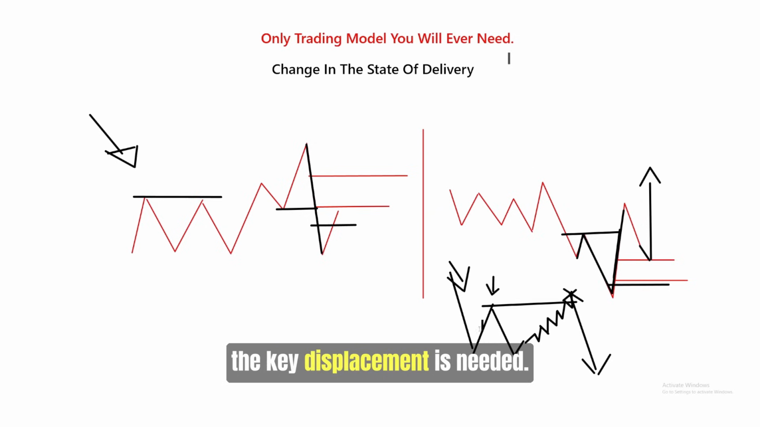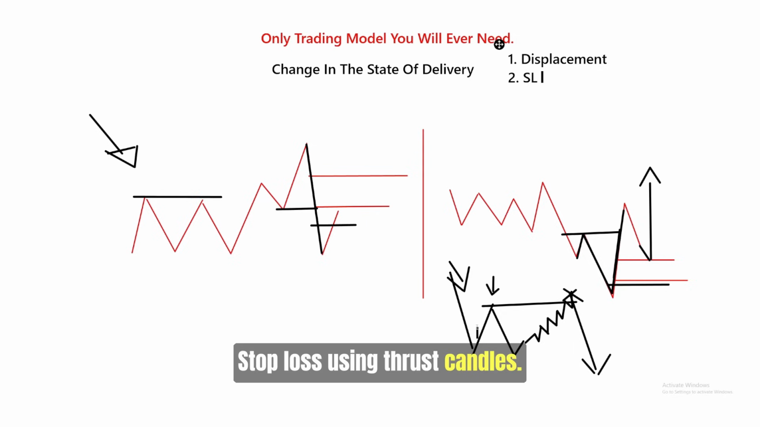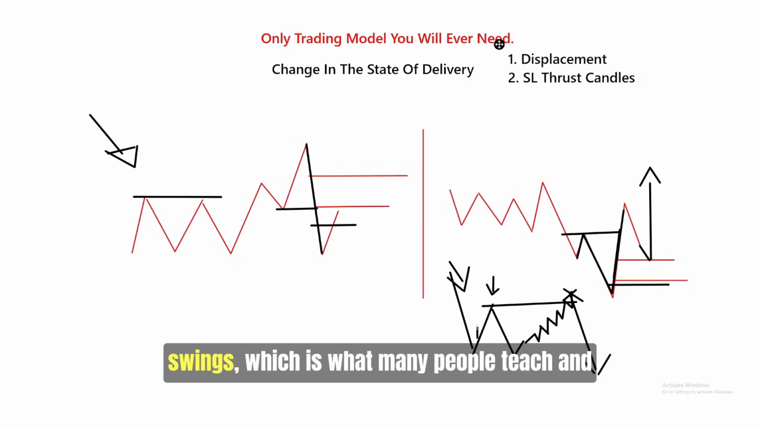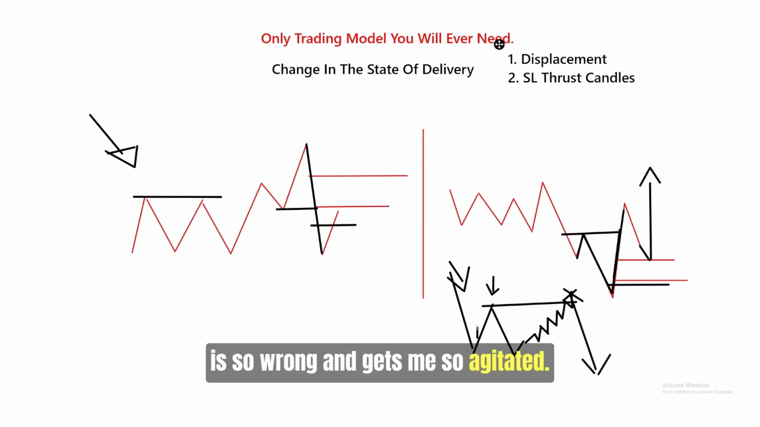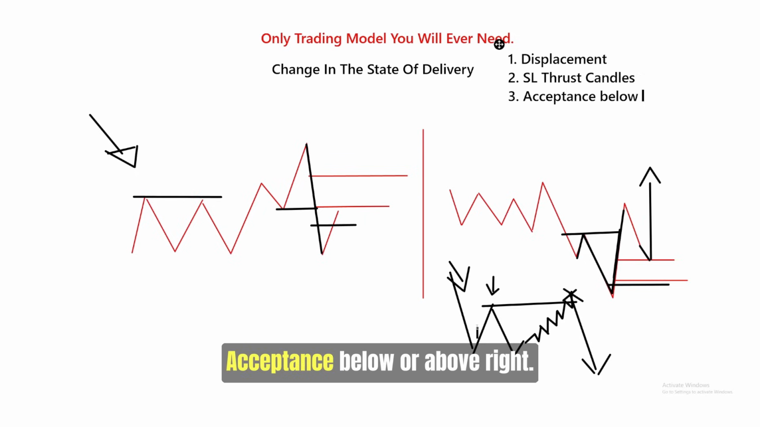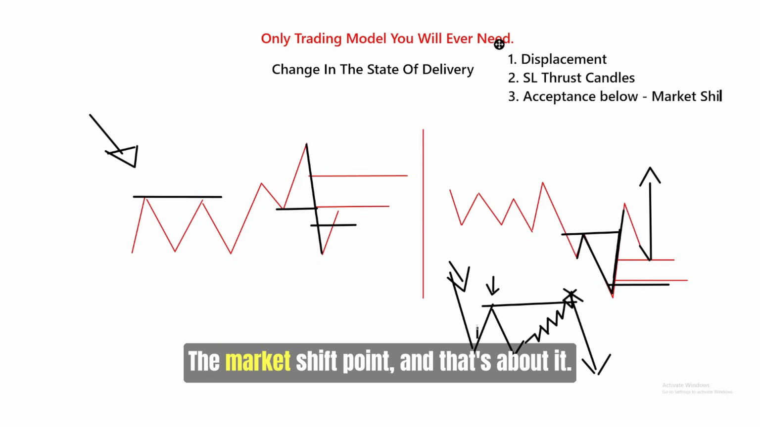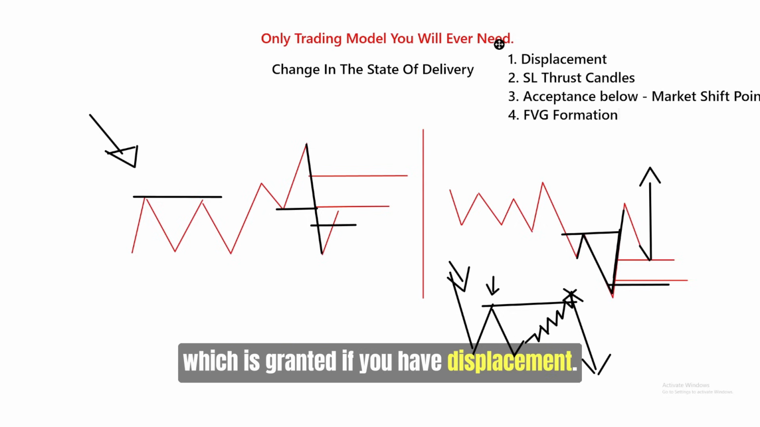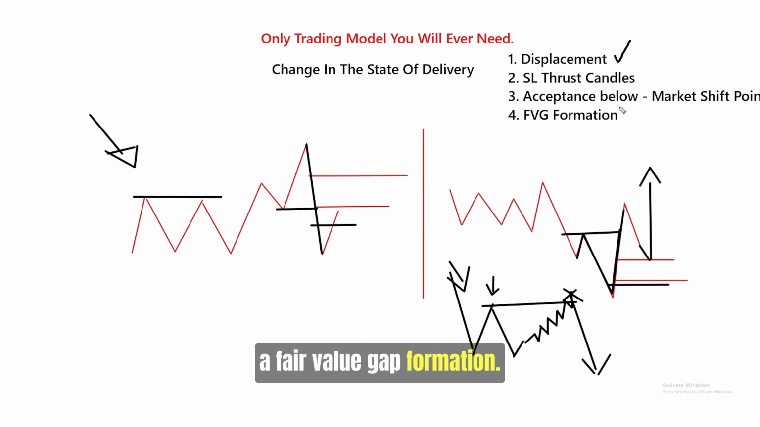I will be giving you now the key. Displacement is needed. Stop loss using thrust candles. You're no longer going to be using swings, which is what many people teach and is so wrong and gets me so agitated. Nonetheless, that's what it is as of now. Stop loss above and below the thrust candles, acceptance below or above the market shift point. And that's about it. And obviously a fair value gap formation, which is granted if you have displacement. You cannot have displacement without a fair value gap formation. So these two go hand in hand.